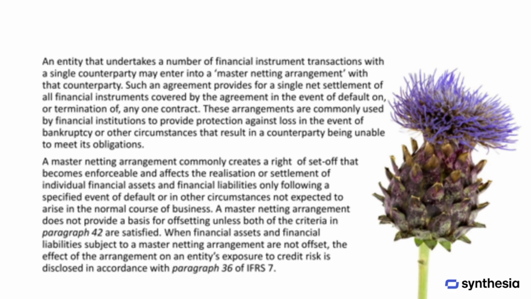Typically, a master netting arrangement creates a right of set-off that only becomes enforceable after a specified event, such as a default, or under other circumstances that are not expected to occur during normal business operations. Importantly, a master netting arrangement cannot be used as a basis for offsetting unless specific criteria are met, as outlined in paragraph 42. When financial assets and financial liabilities covered by a master netting arrangement are not offset, the entity must disclose the impact of the arrangement on its exposure to credit risk in accordance with IFRS 7, paragraph 36.